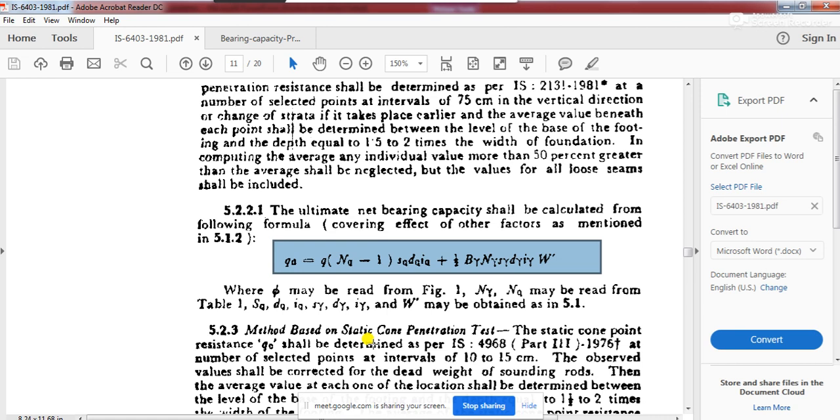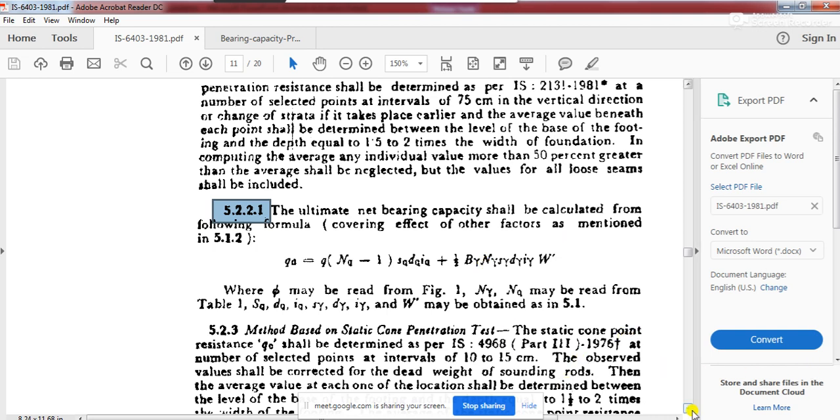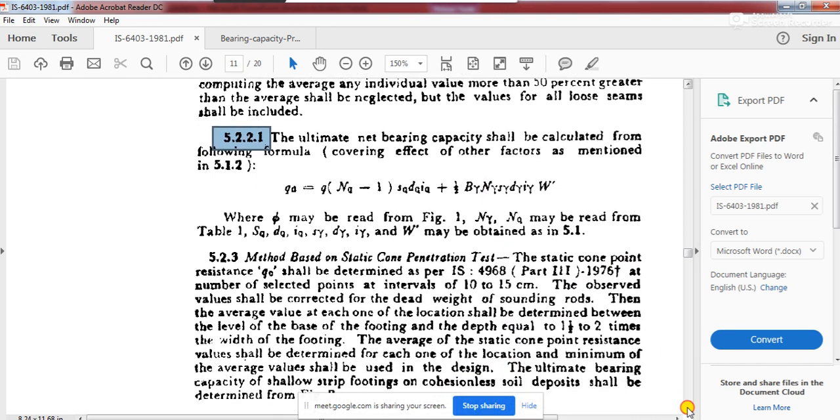Okay. So you see, this 5.2.2.1, you need not remember this formula. See what is happening: if C is 0, then the C and C term will automatically become 0. So that's what the code is saying. Okay. Now you see the next part.